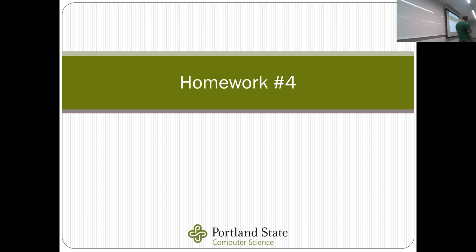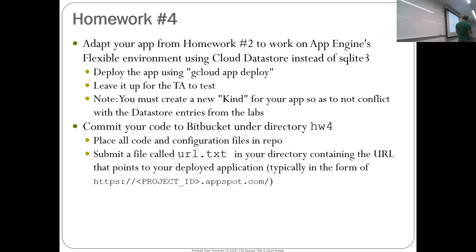Okay, so with that, homework number four will be basically adapting your bubble tea app and then deploying it using gcloud app deploy. Once you do the deploy, leave it up for the TA to test. And I mentioned this before, create a new kind for your app that's not the review or the book. The other thing I have you do in the labs is the bookshelf app. The kind that it uses is a book kind. The kind that the guest book uses is the review kind. Make yours something different. And then the same submission instructions.